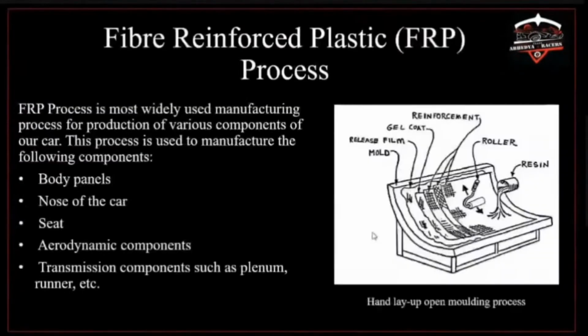Fiber reinforced plastic process. FRP process is most widely used manufacturing process for production of various components of our car. This process is used to manufacture the following components: body panels, nose of the car, seat, aerodynamic components, transmission components such as plenum, runner, etc. FRP process comprises of four components: fiberglass reinforcements, resins, additives and fillers, and surface finishes. The figure shows us hand layup open molding process.